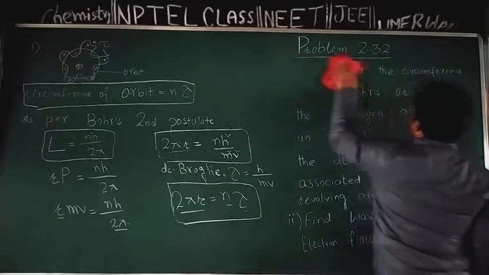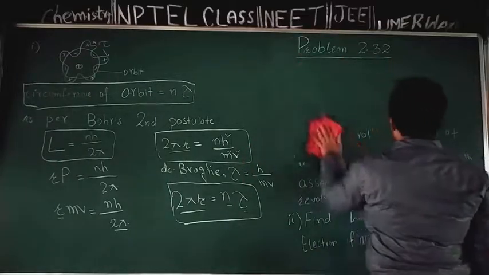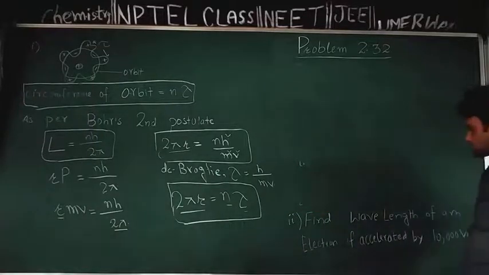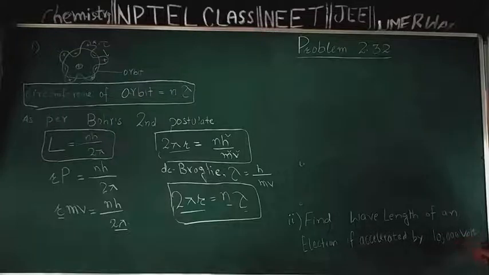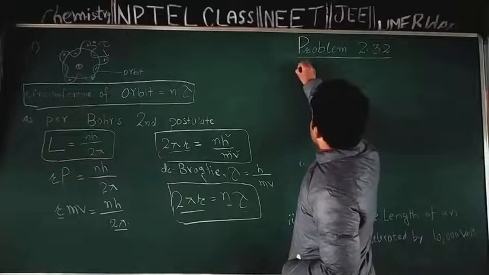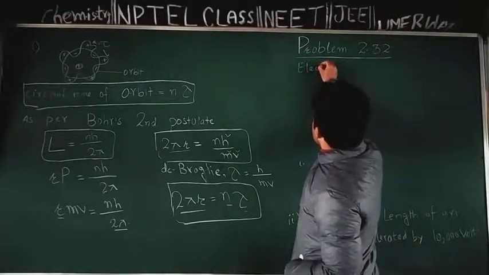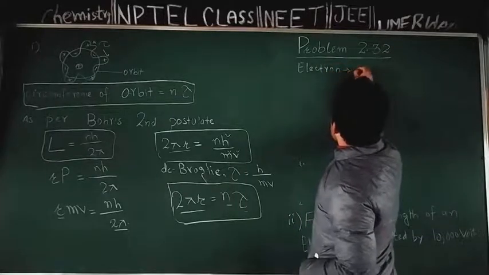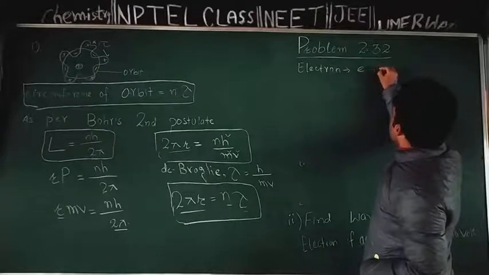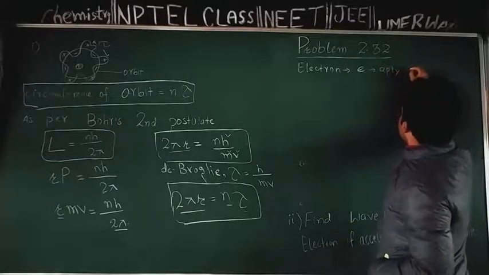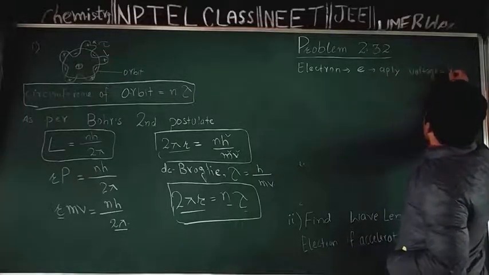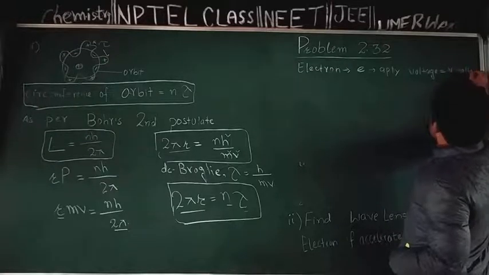Now coming to part second. In part second, we have to calculate the wavelength of an electron if accelerated by 10,000 volt. Look here, electron, the magnitude of charge on the electron is small e, and if we apply voltage equal to V volts, then what will happen?